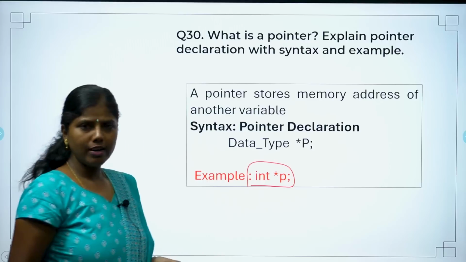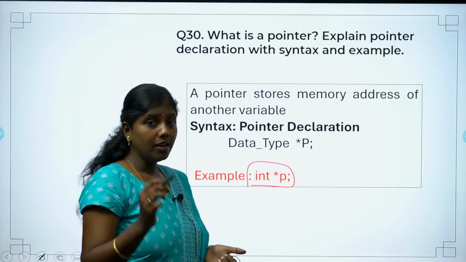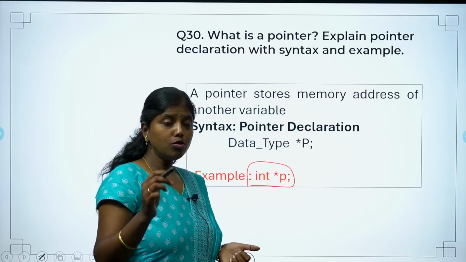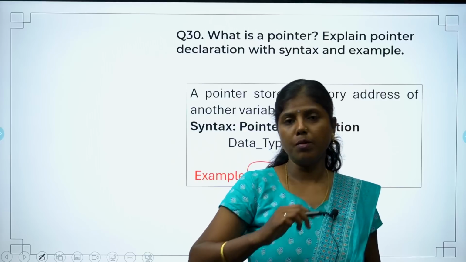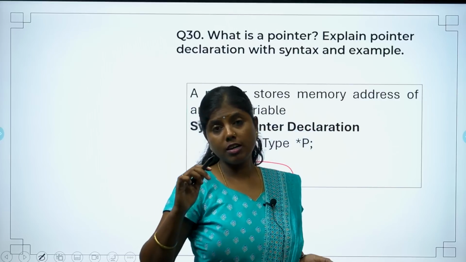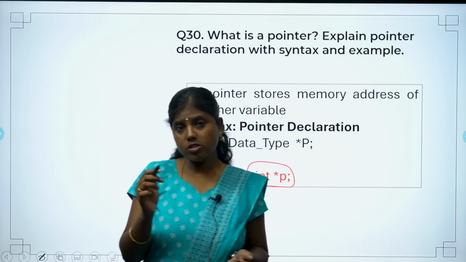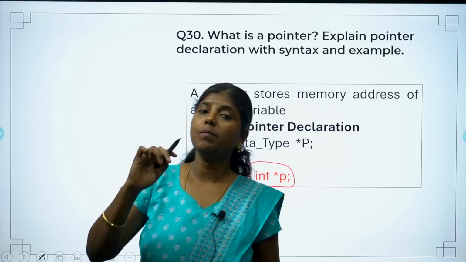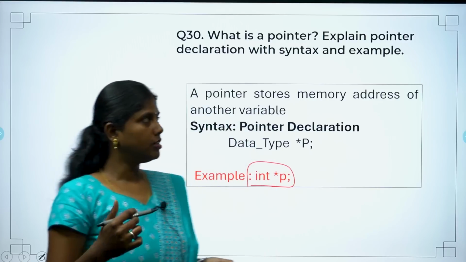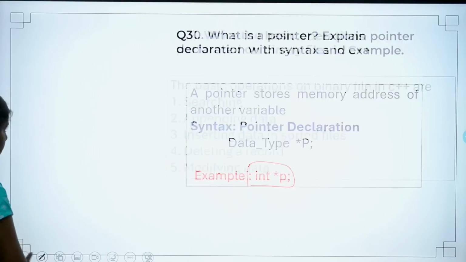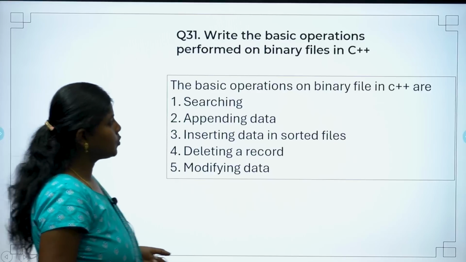Basically used to store the address of another variable. Remember, if you want to store the integer variable address, you have to declare an integer pointer variable. If you have to store a class object address, you have to declare a pointer of type class, not int, not float. It will not work. Remember that.